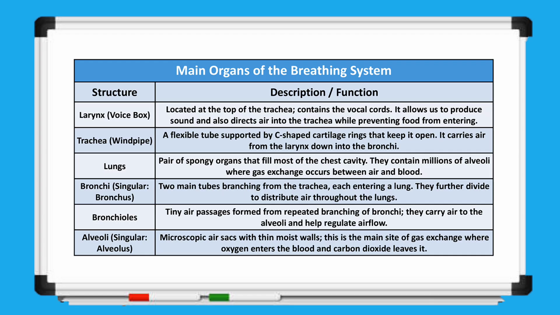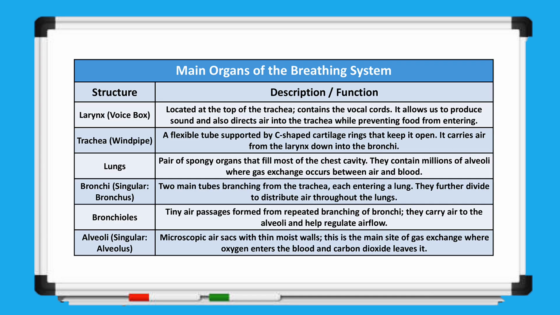Next, we have the trachea, commonly called the windpipe. This is a long, flexible tube that runs from the larynx down toward the upper chest. It is supported by C-shaped rings of cartilage that prevent it from collapsing, keeping the passage open for air to flow freely. The main function of the trachea is to carry air from the larynx down to the bronchi, forming a clear and stable pathway for breathing.